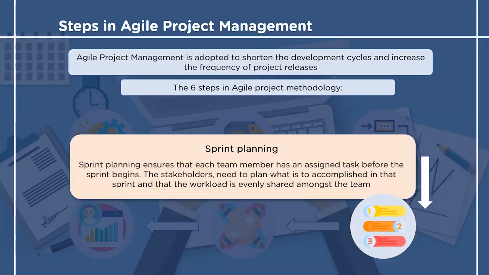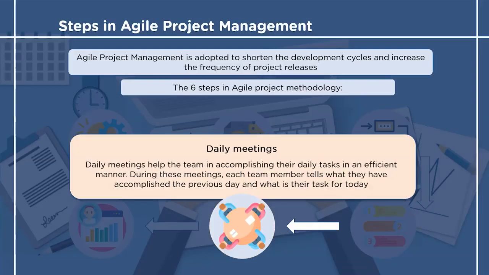The fourth step in Agile project management is sprint planning. The sprints are made keeping in mind what all is to be accomplished in that particular step. At the beginning of each sprint, the goal of that sprint is decided and steps to achieve that goal are taken. The next step in the process emphasizes on daily meetings.